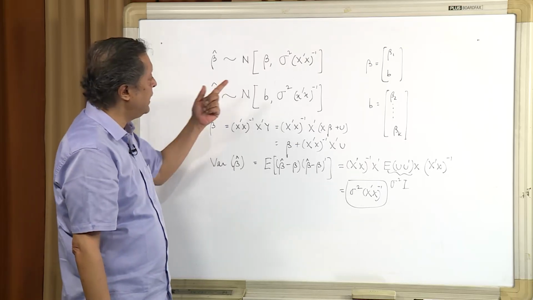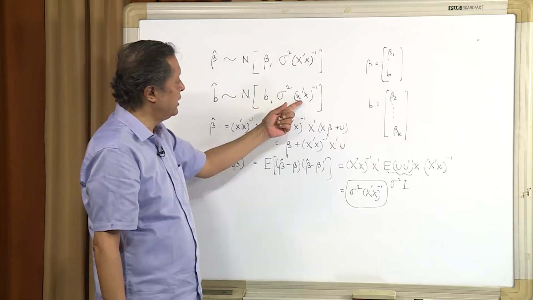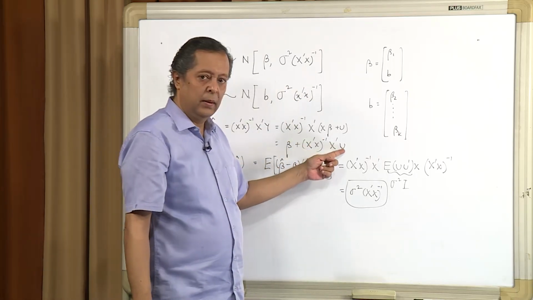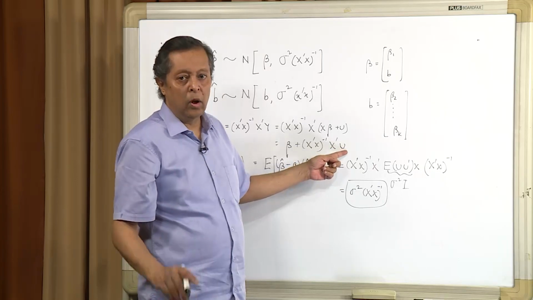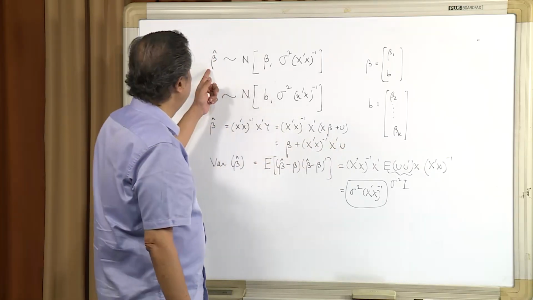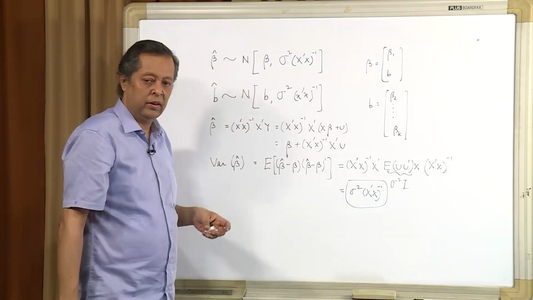Similarly, variance of b hat is sigma square small x prime x inverse. Because u, the disturbance vector, follows a normal distribution and beta hat is linear in u, therefore, beta hat also follows a normal distribution.